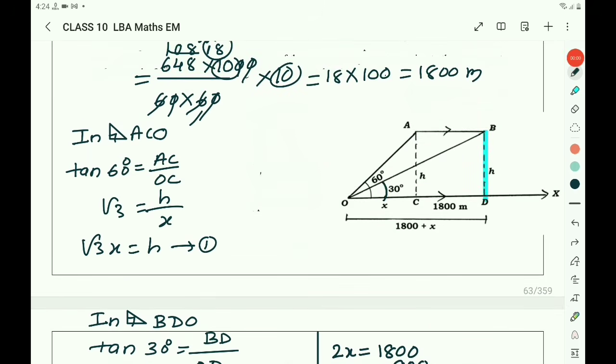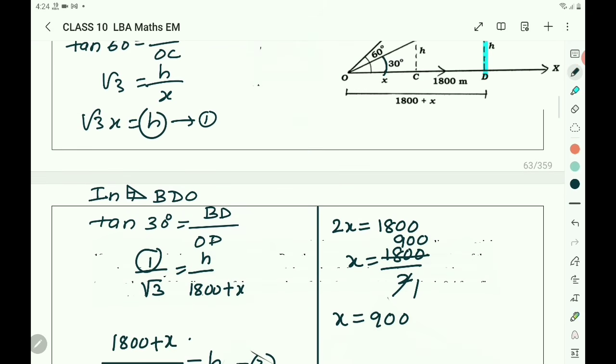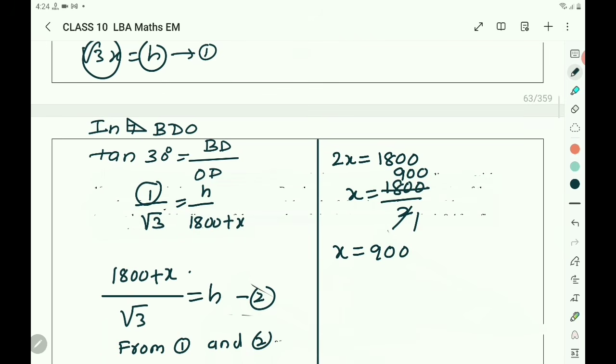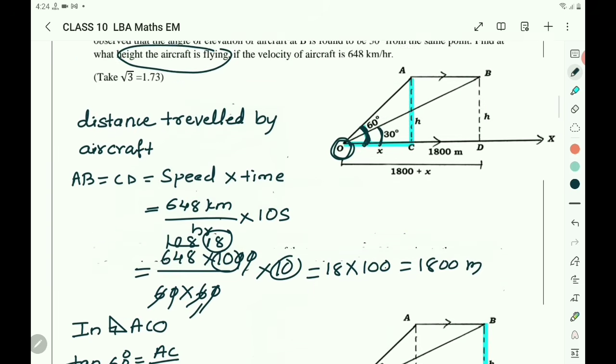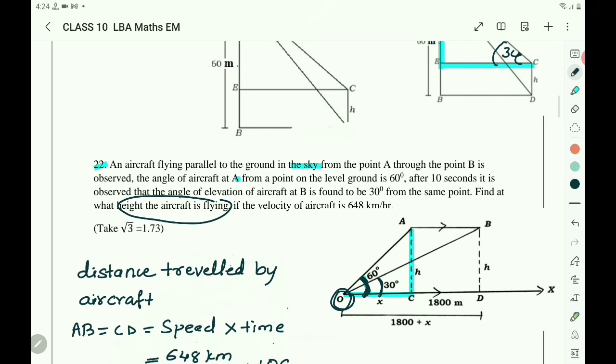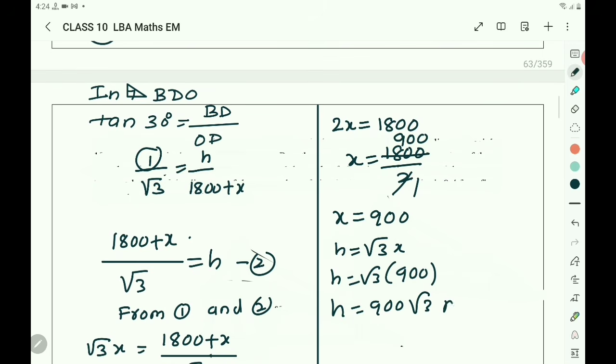You need the height of the balloon, that is h equals what? Root 3x. Right, h equals root 3x. h equals root 3 into 900, that is h equals 900 root 3. The unit is in terms of meter. The height of the aircraft is 900 root 3 meter.